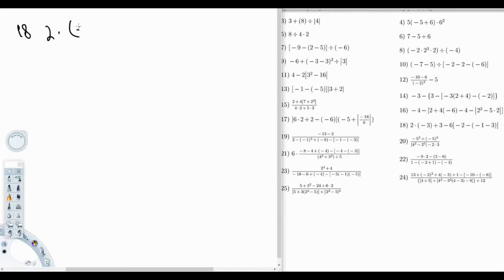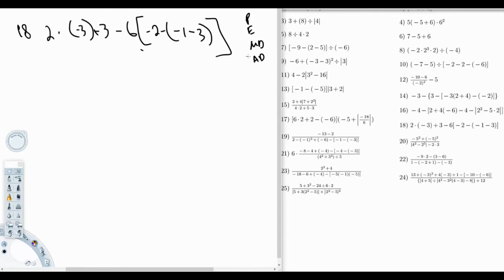2 times negative 3 plus 3 minus 6 minus 2 minus minus 1 minus 3. That looks about right. So we have parentheses, exponents, multiplication, division, addition, and subtraction. Alrighty. So I see a multiplication here. There's a multiplication between this number and this number, which is a bracketed thing. And there's another brackets in here. Wow, there's a lot. Oh, they made this one complicated.